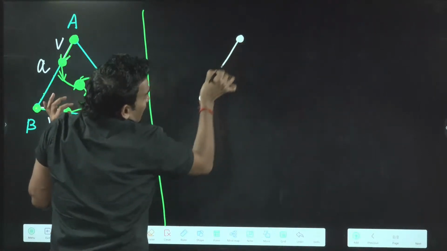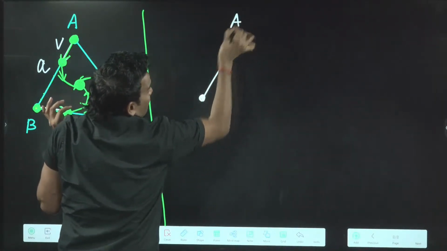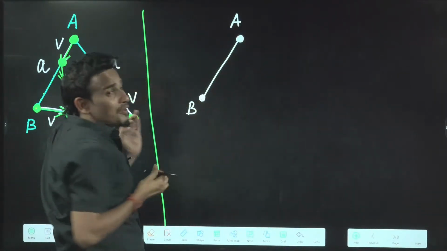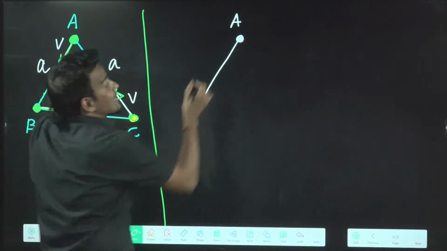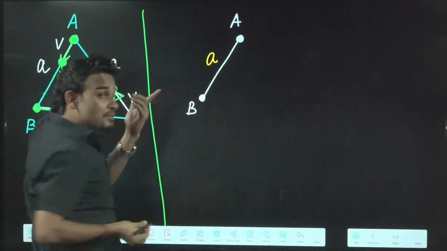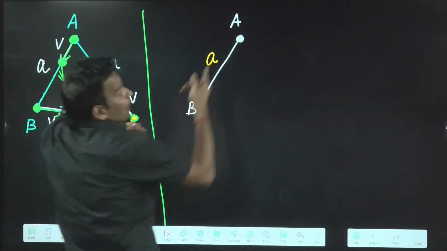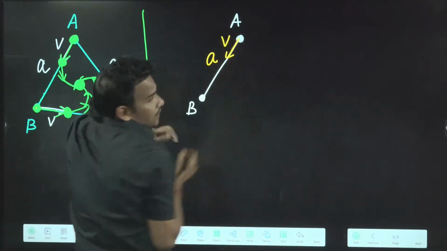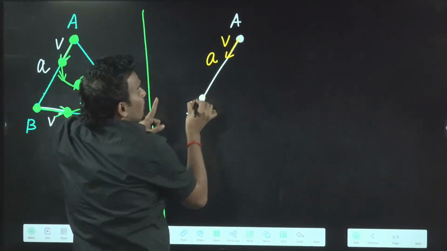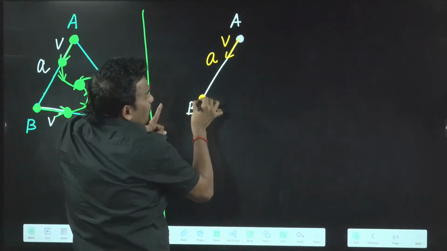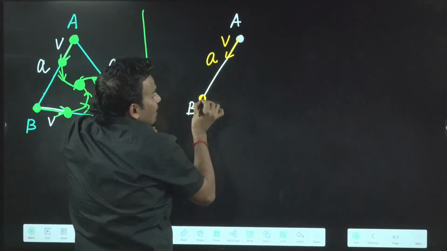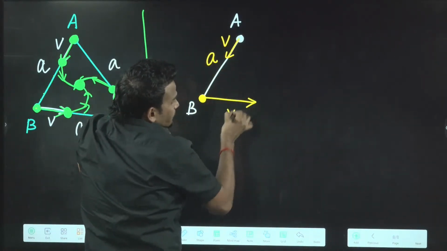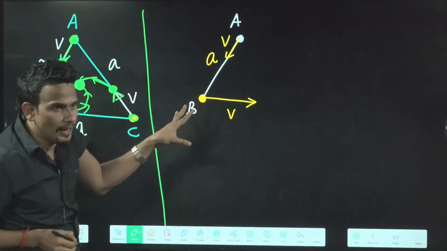See here what will happen. What is the separation between A and B? That is the side length of the equilateral triangle, small a. And what is the velocity of A? The velocity of A is always towards B. That is V. Now, what is the velocity of B? The velocity of B is not towards A. It is towards C. Okay, this is the figure.